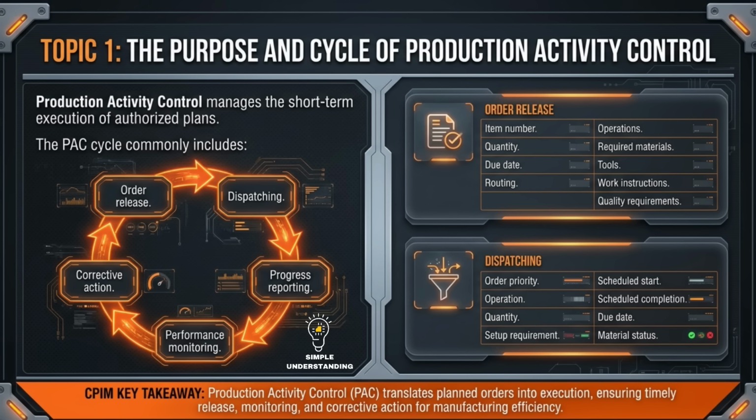Order release. Order release authorizes work to begin. The order may contain item number, quantity, due date, routing, operations, required materials, tools, work instructions, quality requirements. Dispatching. Dispatching determines which order should be performed next at a resource. A dispatch list may show order priority, operation, quantity, setup requirement, scheduled start, scheduled completion, due date, material status.